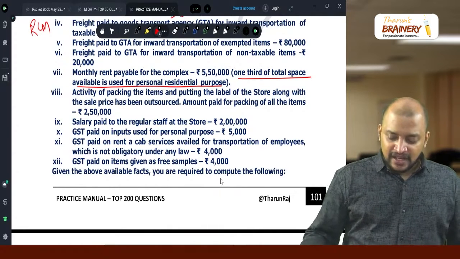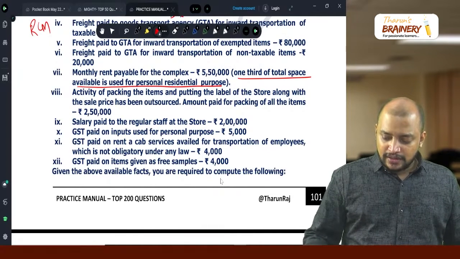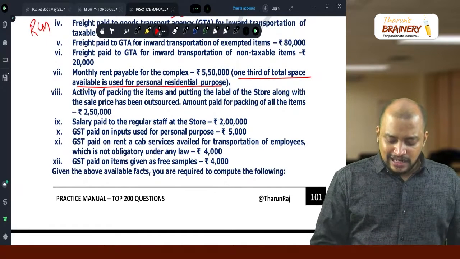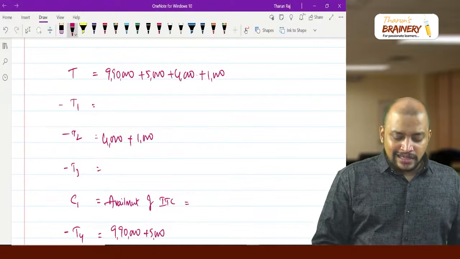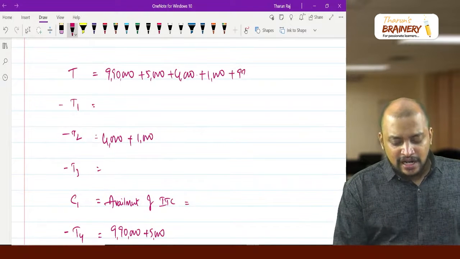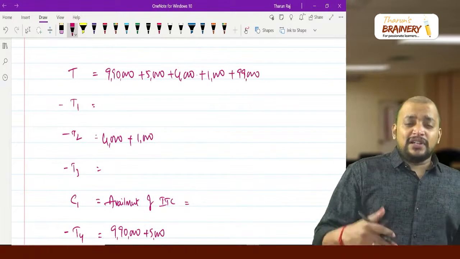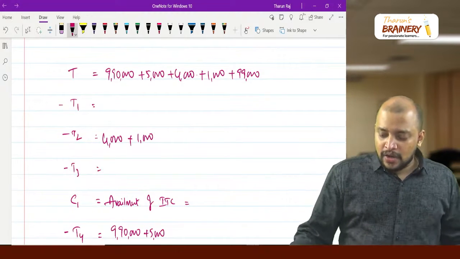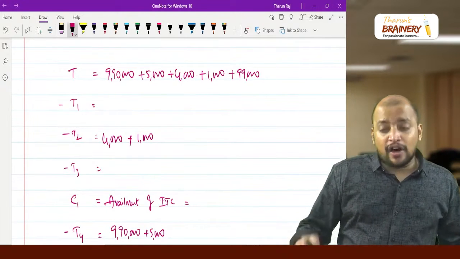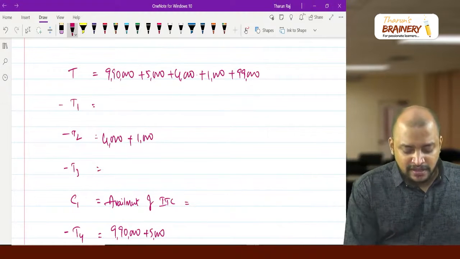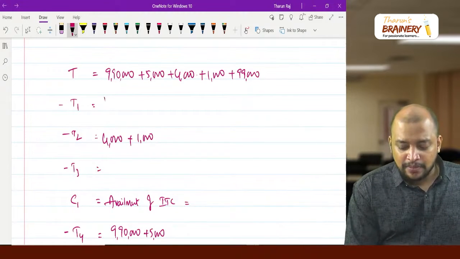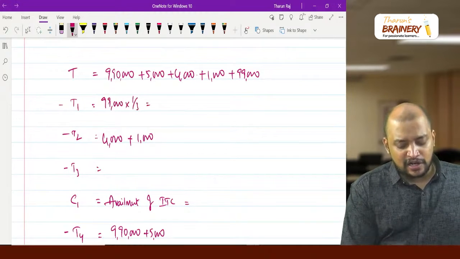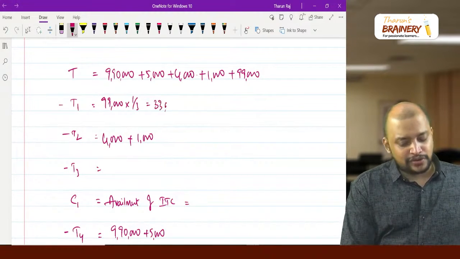That is 5,50,000 into 18%, 99,000. Okay, 99,000. First 99,000 we will take as GST paid. Now out of this 99,000, 1/3 is used for non-business purpose. So therefore we will keep 99,000 into 1/3. We will keep under non-business 33,000.